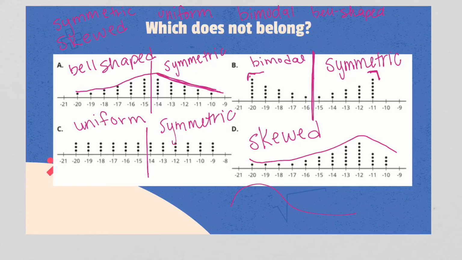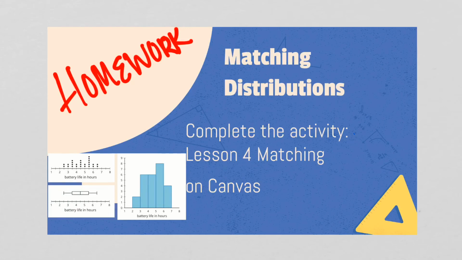All right, our next slide is the matching distributions. You guys are going to have 5 questions on Canvas. It's called Lesson 4 Matching. There's not an access code for it. I am going to have you guys do this as homework. And you can do it as many times as you want.